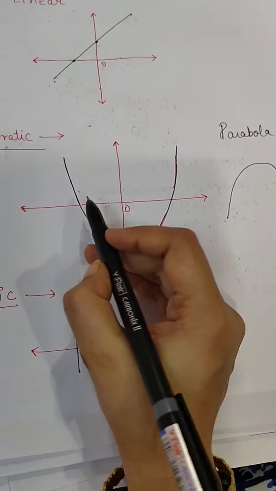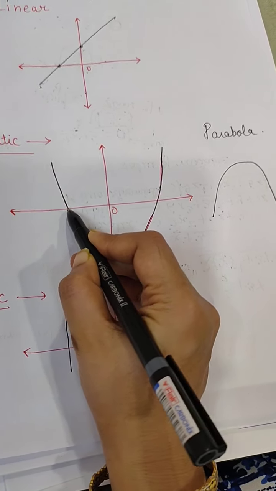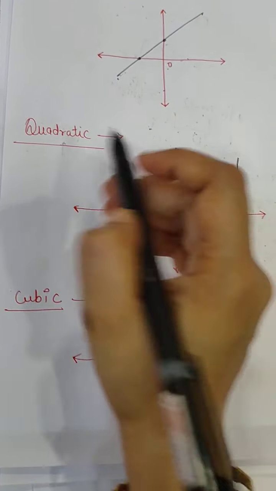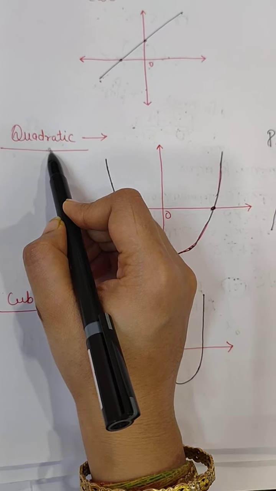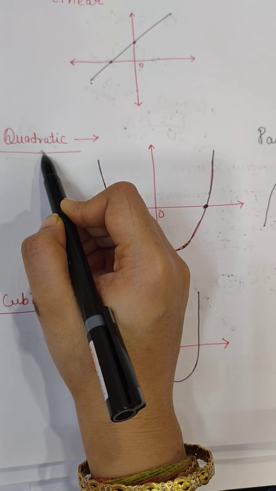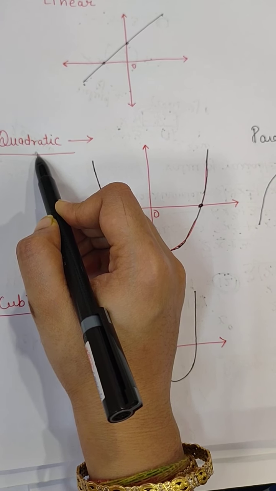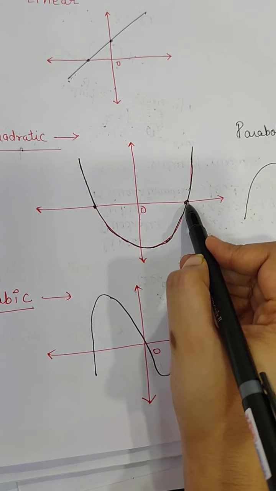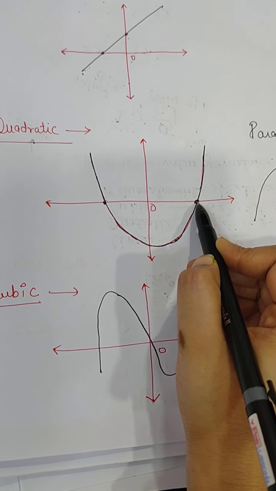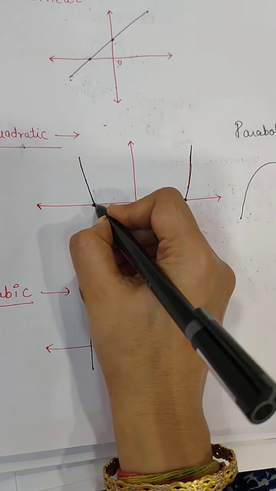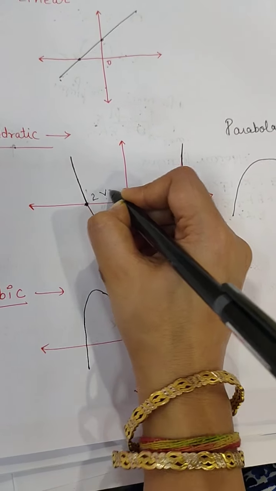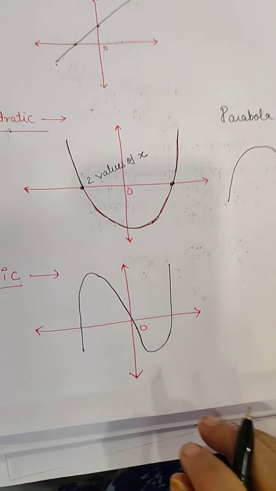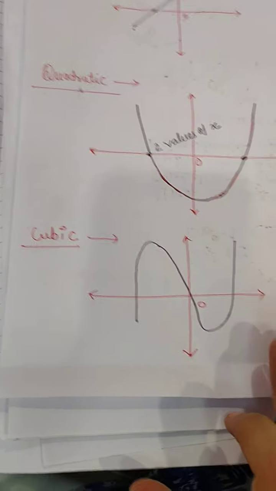You can see this parabola is intersecting the x-axis at 2 points, and the highest degree of a quadratic equation is 2. So we will have 2 values of x, meaning 2 values of the variable. This graph is also intersecting the x-axis at 2 points. It means there are two values of x in this polynomial.